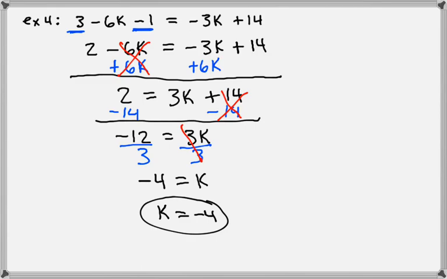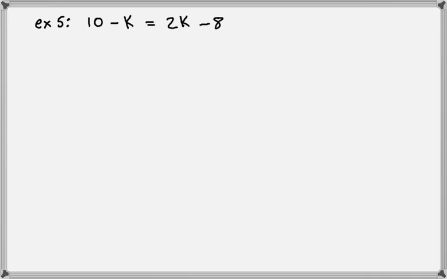Let's look at another example. Here we have 10 minus k equals 2k minus 8. Our first step tells us to combine like terms. In this particular problem, we don't have any like terms that we can combine. So we can go ahead and move on to step 2, which is getting the variables on the same side of the equal sign. To do that, again, I like to keep the coefficient positive, so I'm going to add the 1k to both sides.